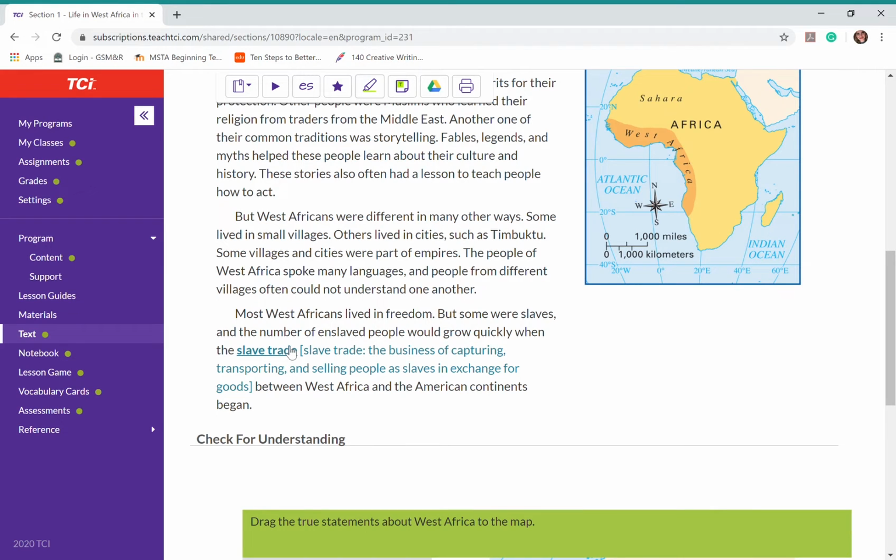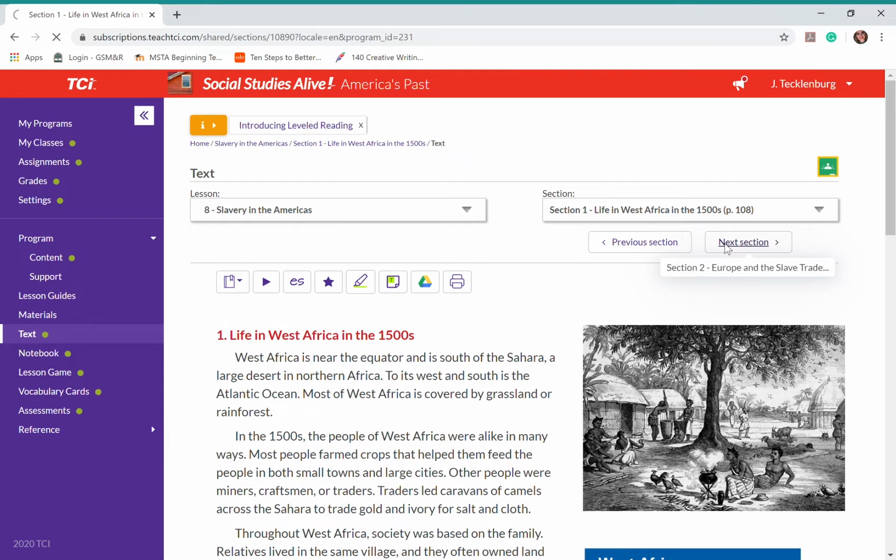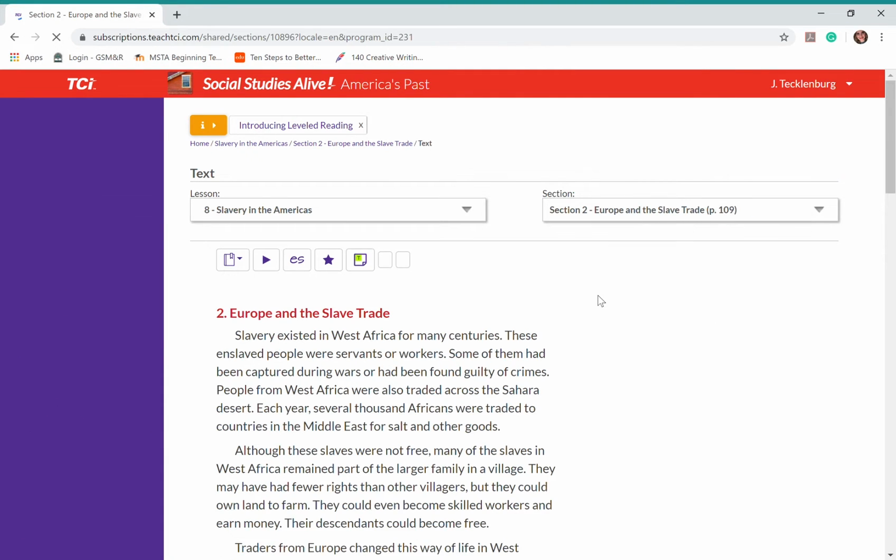When the Europeans and West Africans started trading, this became known as the slave trade. This was the business of capturing, transporting, and selling people as slaves in exchange for goods. So this is what Europeans and West Africans were doing. They were doing slave trade. Instead of trading things, they were literally trading people. So let's move on to the next page.